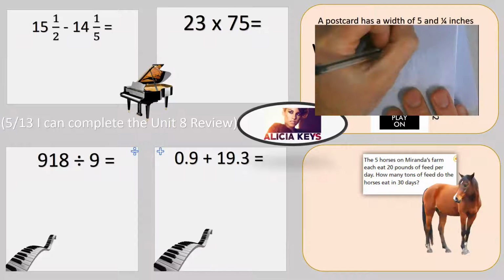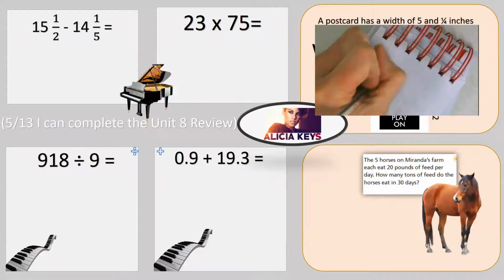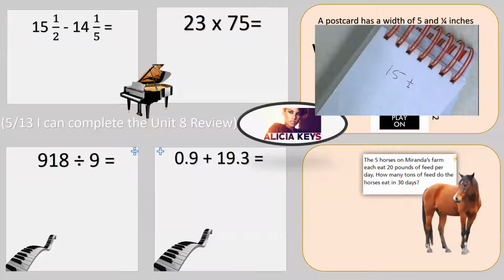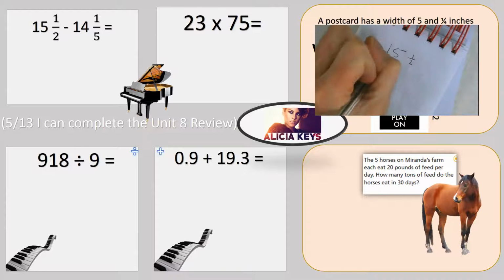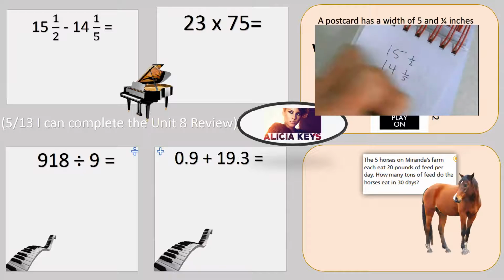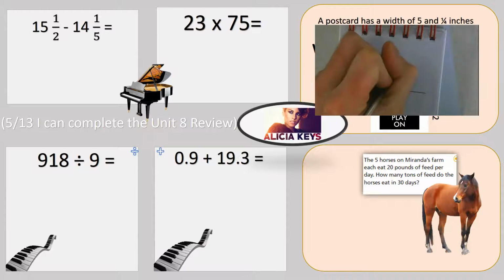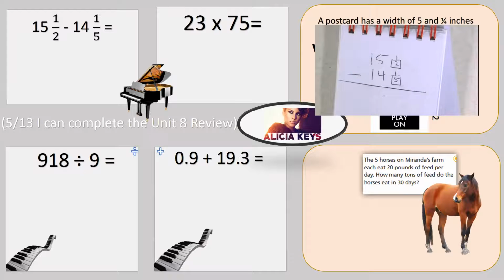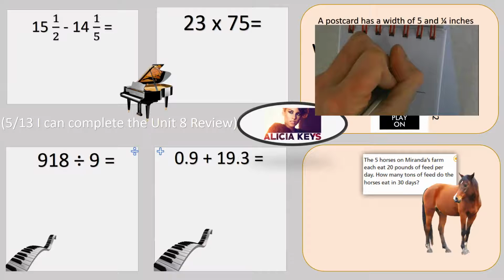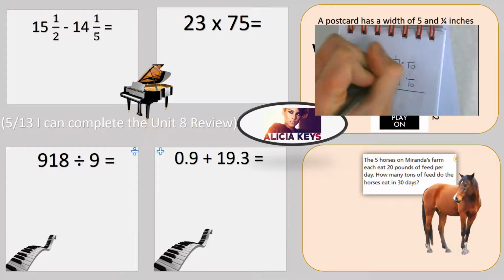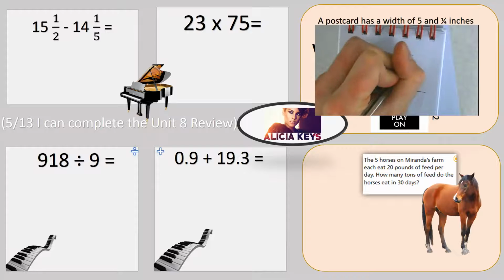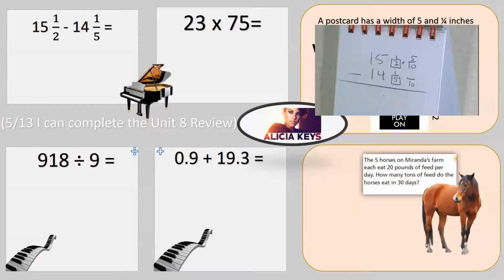We have 15 and a half. We have 14 and a fifth. We're going to subtract. First thing that you have to do is make sure that they have the same denominator. They don't. We have 5 and we have 2. So the first multiple they both have in common is 10. So I'm going to put a 10 next to them. How many 2's make 10? 5. So then 1 times 5 is 5. That's how I figured out how many tenths is equal to 1/2.